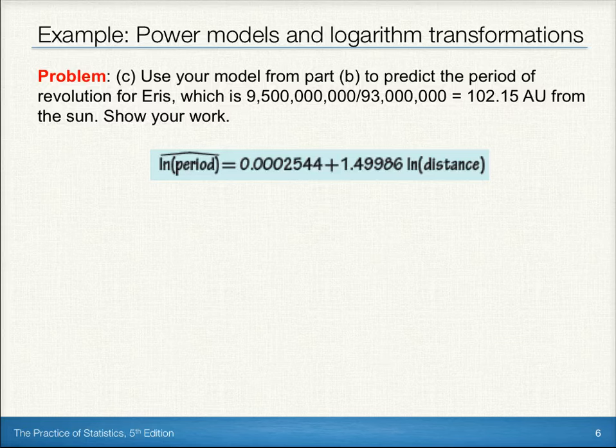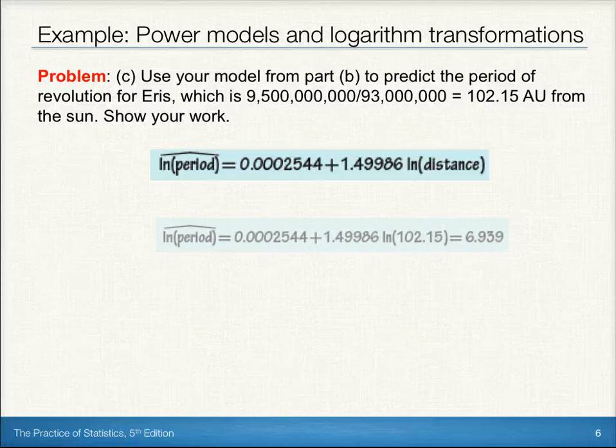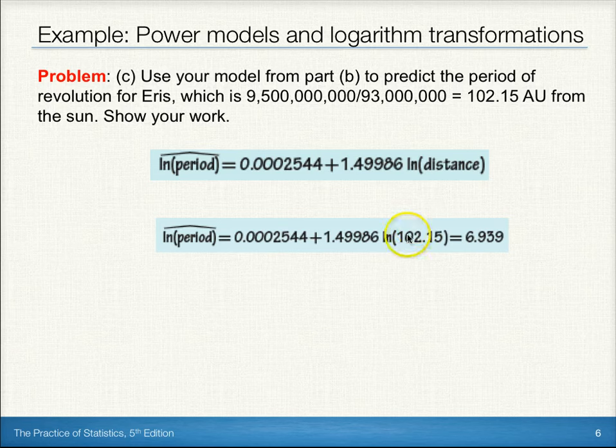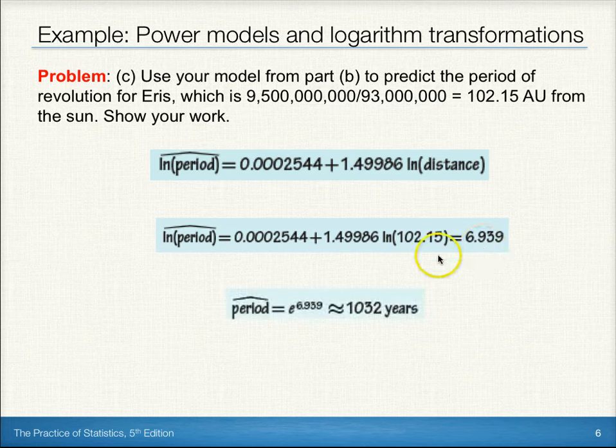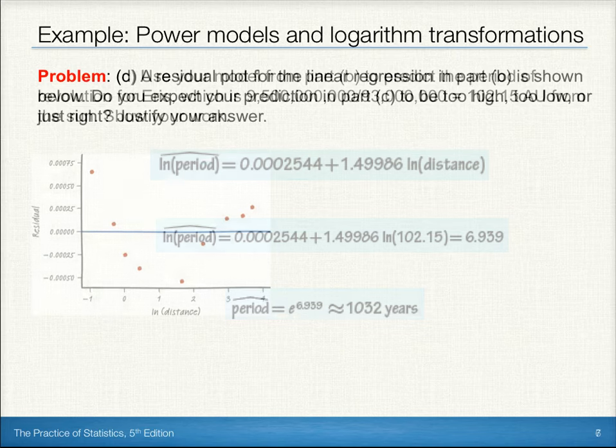Now, using that model, let's predict the period of revolution for Eris, which is 9.5 billion divided by 93 million, or 102.15 astronomical units from the Sun. Well, we'll plug that distance in. Natural log of 102.15 times 1.49986 plus our constant 0.002544 gives us a natural log of period of 6.939. To figure out the actual period, we use the fact that the natural log has a base of e, so e to the 6.939 is approximately 1,032 years.